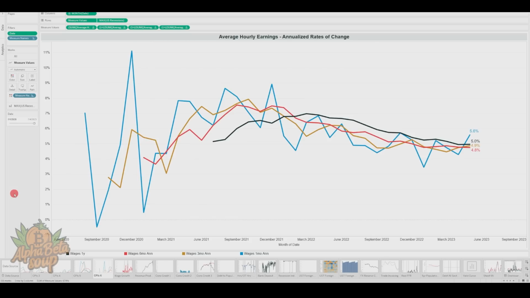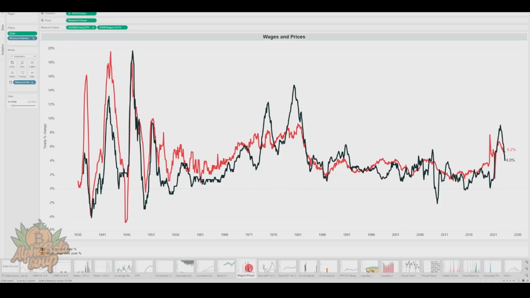I don't think that's exactly what we have today, but we've got a minor version of the same force, and that is because wages and prices go together. Let me show you that on a different chart real quick before we talk about the one I was just showing. Here are wages and prices. This is CPI versus average hourly earnings going all the way back to the 30s, right? CPI is in black, wages are in red.